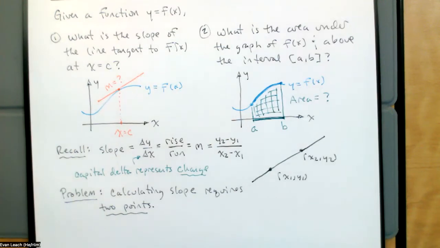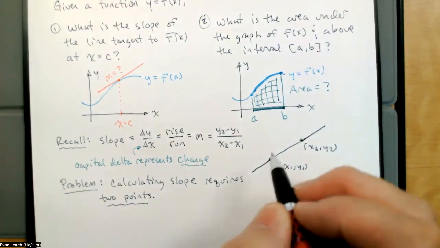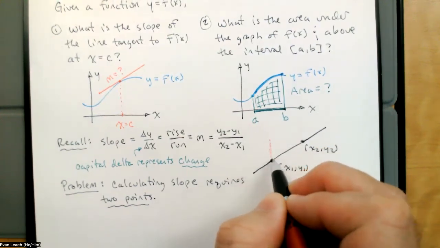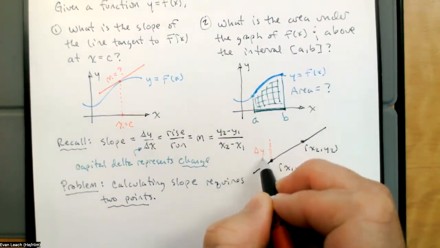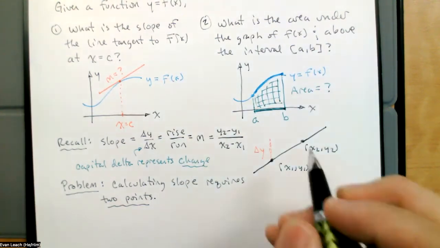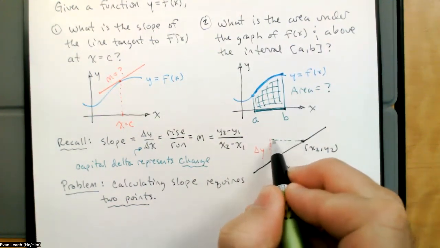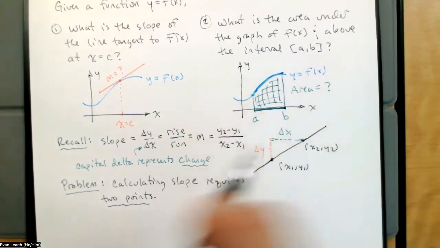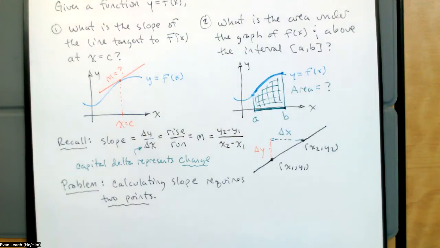I need 2 points to calculate those deltas. For the most part, most of the time, this isn't a problem, but it's a problem now. I need 2 points to calculate my rise and my run. The rise, that's the change in y. And here's my run, which is the change in x. So the problem is I need 2 points to do this.